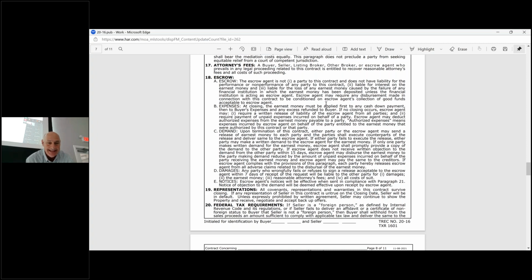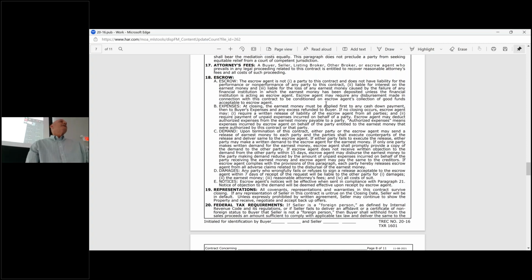Look at paragraph C, 18C. Upon termination of this contract, either party or the escrow agent may send a release of earnest money to each party, and the party shall execute counterparts of the release and deliver same to the escrow agent. If either party, this is the important part, fails to execute the release, either party may make a written demand to the escrow agent for the earnest money.